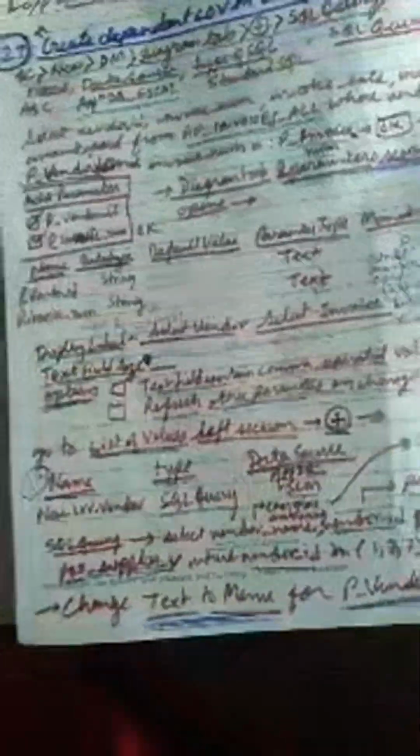So later we'll be changing this to menu. Because I've selected text here, my text field size has come. That is how many characters it should accept. And display label is nothing but what the parameter should be, what text should be present beside it.